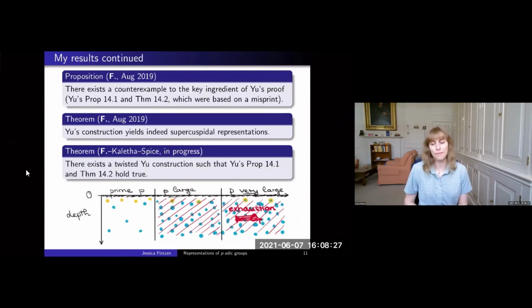Lawrence Spice wanted to calculate a character formula, but he needed to twist the representation for obstructions to go away. So our twist provides the solution. Tasho Kaletha wanted to write down a local Langlands correspondence for non-singular representations, so a large class of representations. But in order to do so, he needed to know that such a twist of JKU's construction exists. So our twist makes this obstruction go away.